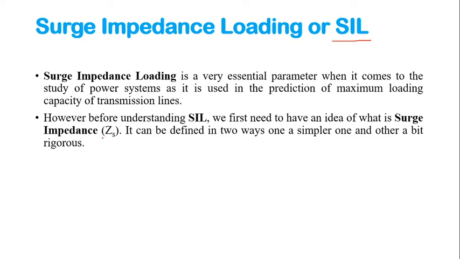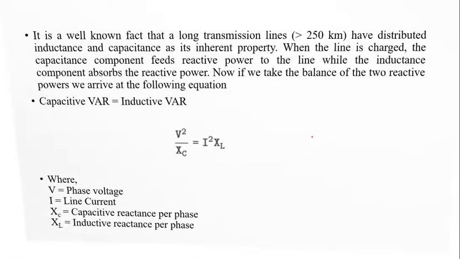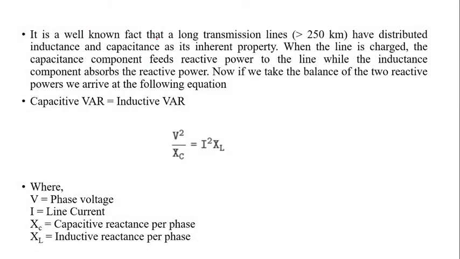What is surge impedance? We define surge impedance as ZS. It can be defined in two ways, one simpler and one a little bit more complex. Starting with it, it is a well-known fact that a long transmission line, normally greater than 250 kilometers, has distributed inductance and capacitance as its inherent property.